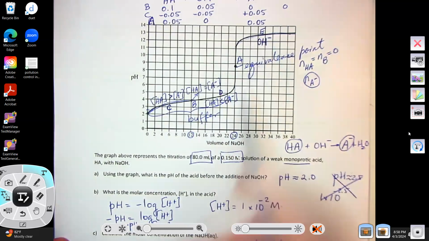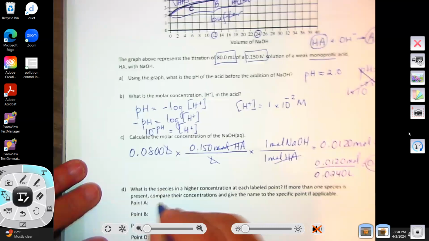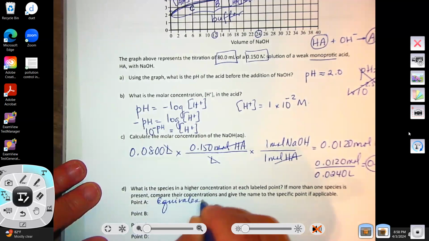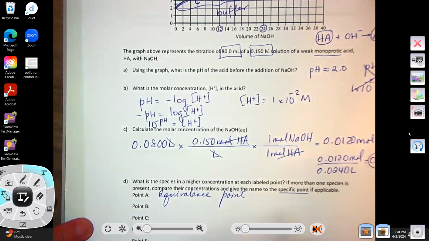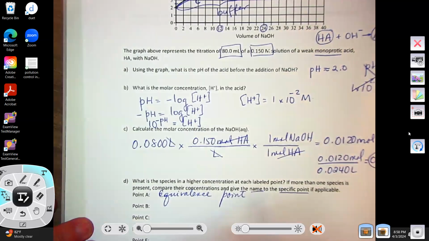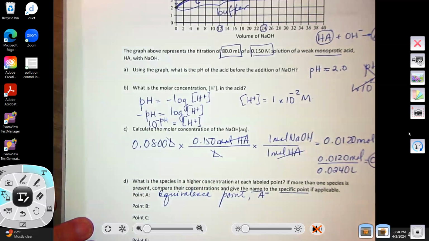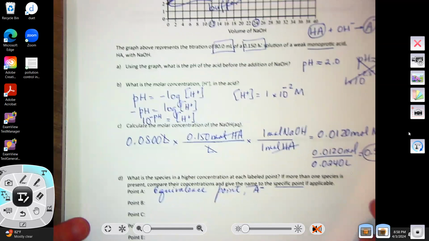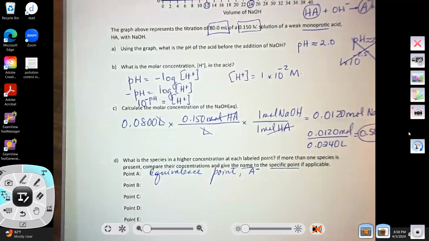Okay, so in point A, that is called the equivalence point. That would be the specific name. And then in there, you have present just the conjugate base is the only thing that is present in there. Of course, you also have the spectator ion, which would be sodium and water, but those do not affect the pH. So usually when we say the species that is present, it is only the species that really affects the pH.